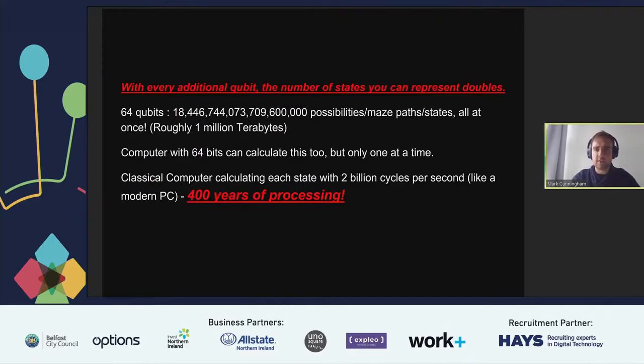With every additional qubit, the number of states you can represent doubles. So for 64 qubits, and there's this massive number here, you can store roughly 1 million terabytes. And what really makes this special is that you can process all of them at exactly the same time, unlike a classical computer, which has to do it all individually. A modern PC can calculate about 2 billion cycles per second, and to calculate through all of those possibilities, it would take 400 years of processing. So it's really interesting to see how quantum computing can be useful to us.